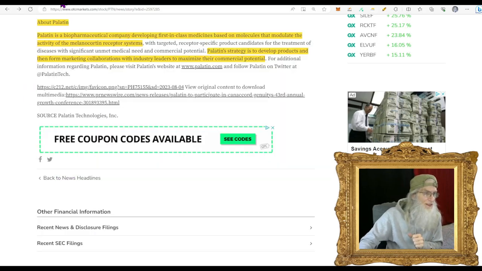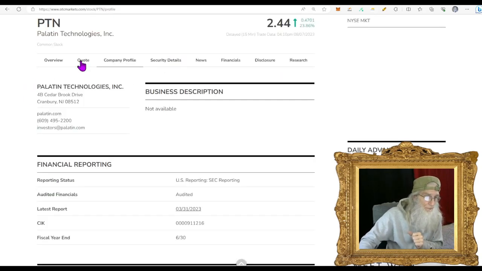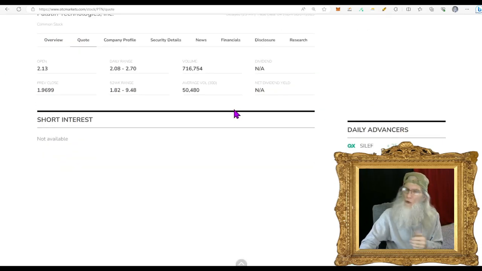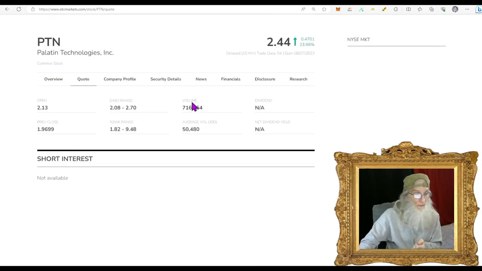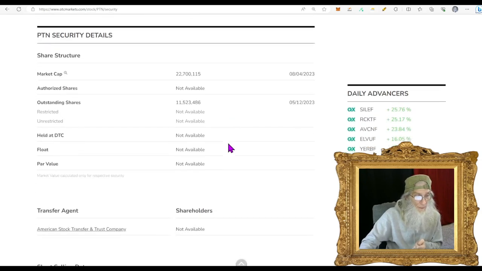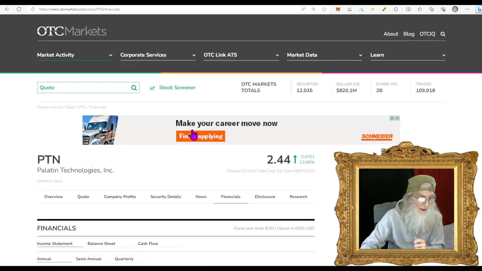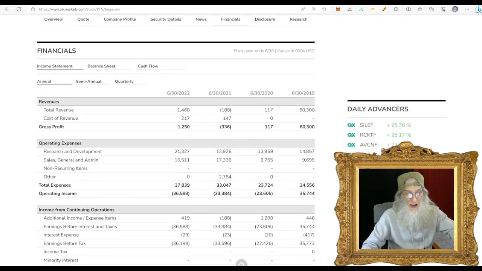So what was the relative volume around the company today? Well, that's a nice jump. No, they're not big numbers, but that's over 14 times their normal volume, going from 50,000 to 716,000. Share structure for the company. Well, I don't know what the float is, but it can't be any higher than 11.5 million. Woo! We got ourselves virtually a low float. I'm liking that. Let's take a look at those financials.